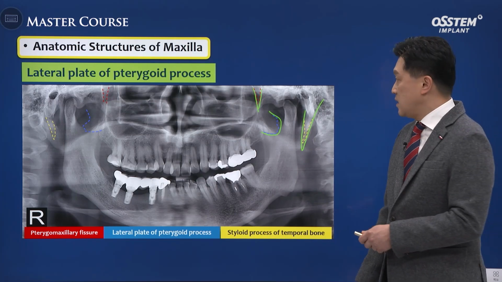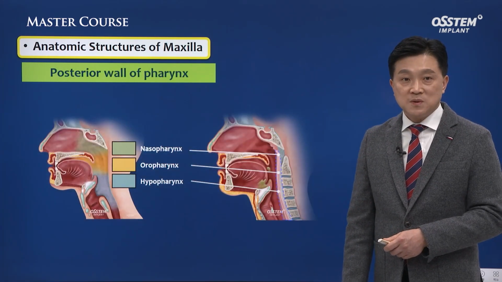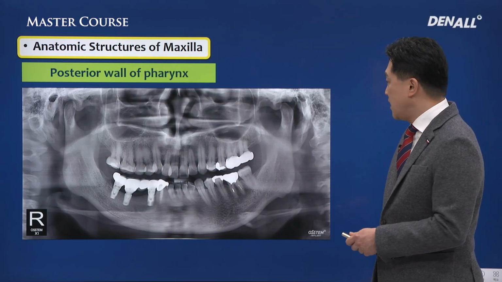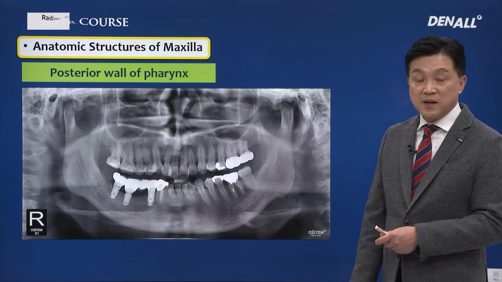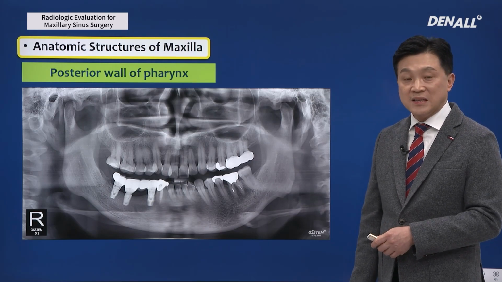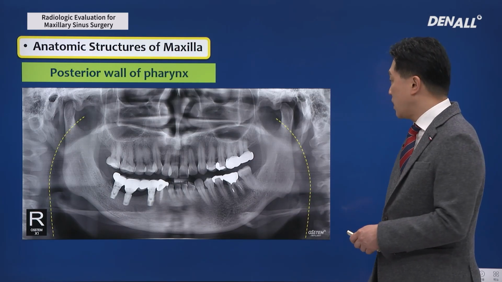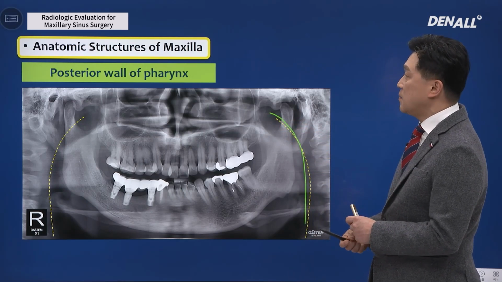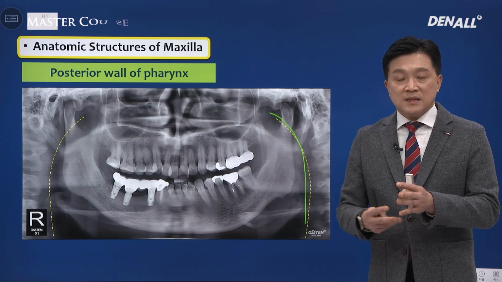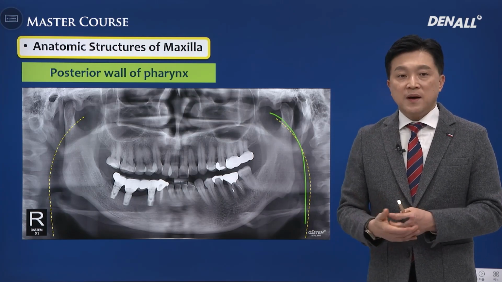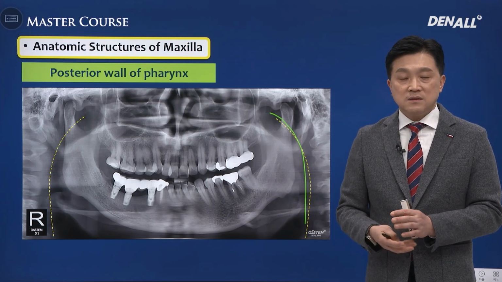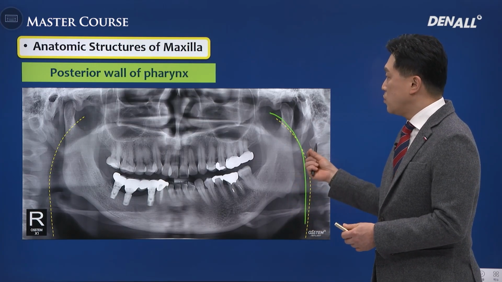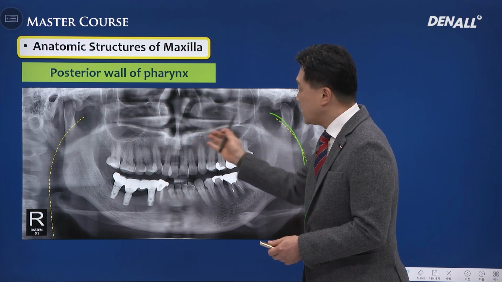The last is the posterior wall of the pharynx. Perhaps this is too much, but this is not a bony structure, so it's shown in a very blurred image. This is the posterior wall of the pharynx. When we take a panoramic image and evaluate the sinus for sinus surgery, we need to check whether there are any overlapping structures and check the sinus floor.